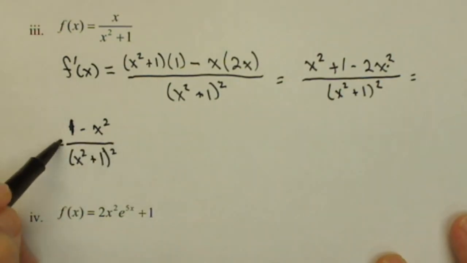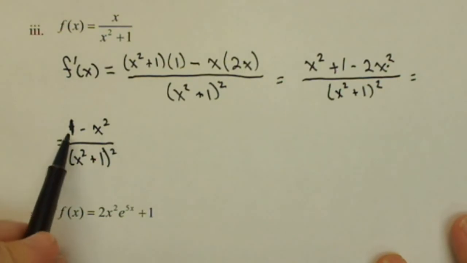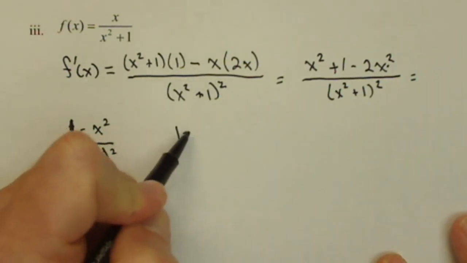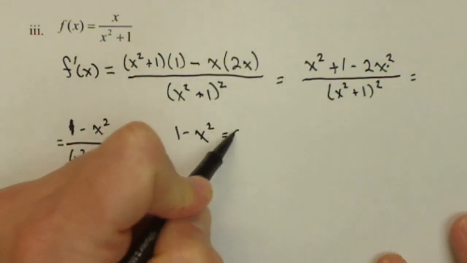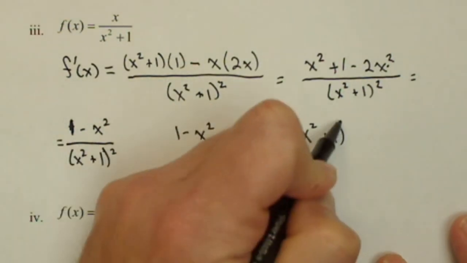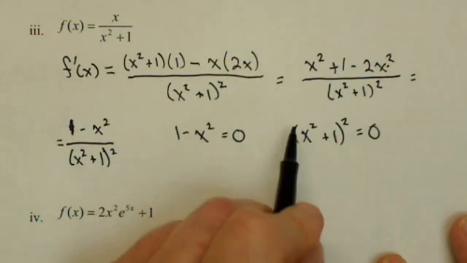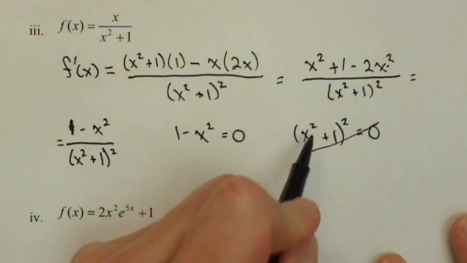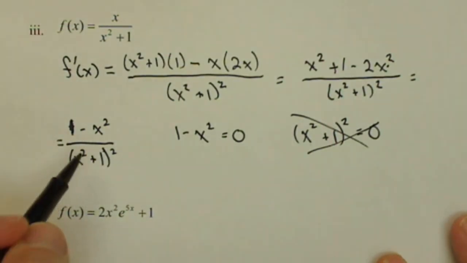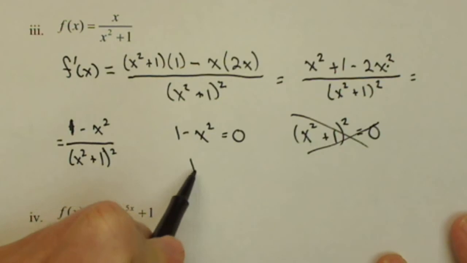Now, because we have a rational function for the derivative, we're going to want to set both the numerator and the denominator to 0, because, again, critical points can be where the derivative is 0 or where it is undefined. So 1 minus x squared equals 0, and x squared plus 1, the quantity squared, equals 0. What we're going to find is this is not a solvable equation. So there's no place where this function is undefined, so that's not going to add to any of our critical points. This one, however, will.